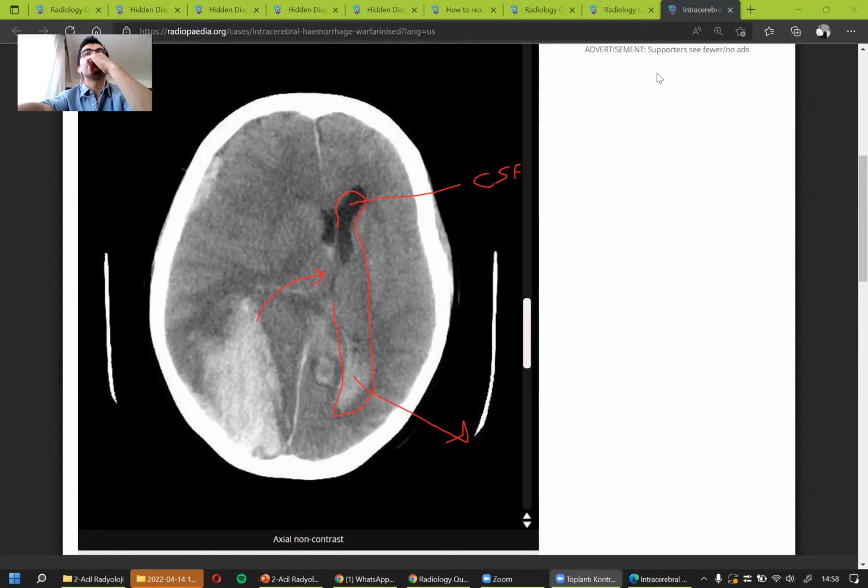All right, this was a typical case for intracerebral hemorrhage. So I wanted to show you. Okay, let's move on.